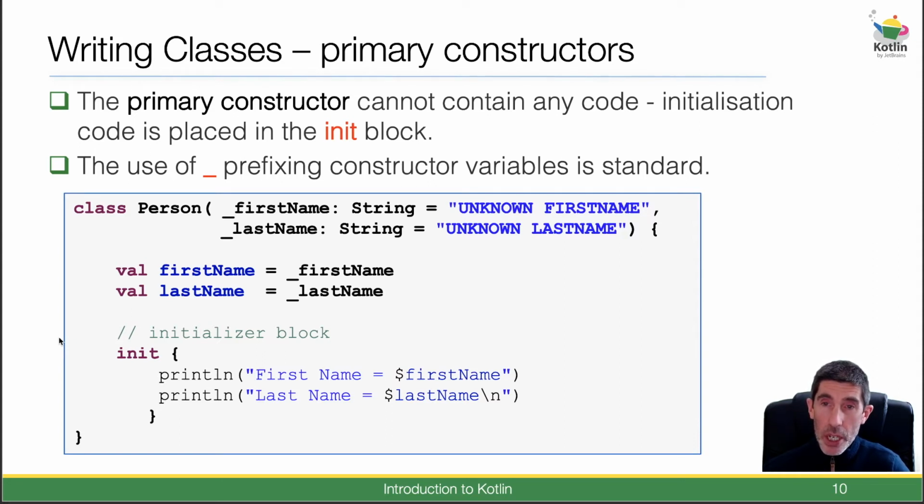Here we have our class Person. We're now passing in variables to be assigned to the properties: _firstName of type String, _lastName of type String, but we're also giving them a value. This is a nice little thing we can do in Kotlin as well, and we'll talk about that in a little bit more detail.